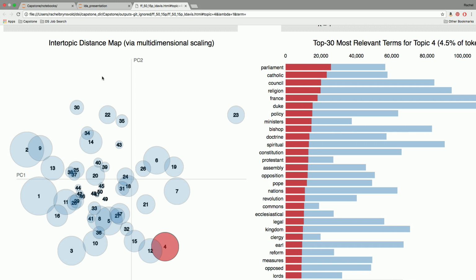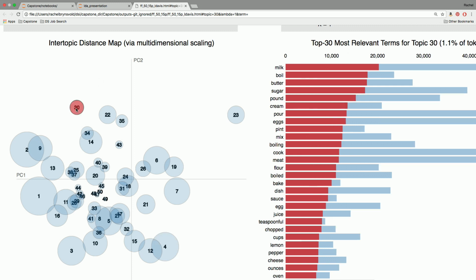But then what about some outliers? Let's look at topic 30 here, which I've termed the baking topic. It looks like our corpus contains some recipe books, and we have words like milk, boil, butter, sugar, eggs, cream. Those words in that topic are pretty specific to recipes, and so those books are not closely related to other topics, and we see that fall out of this visualization.